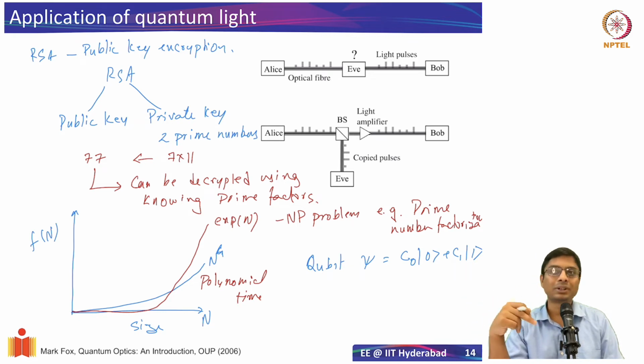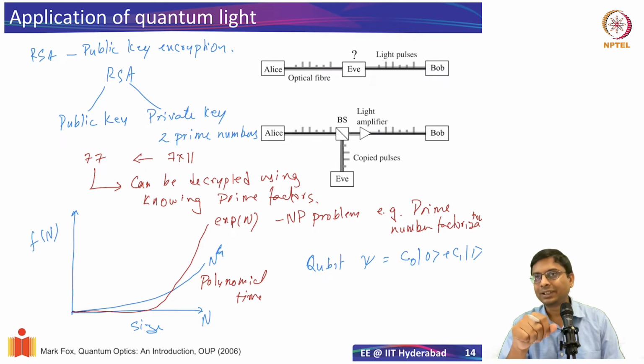But coming back to the context of this encryption, if you have a quantum computer, a scientist by the name of Peter Shor showed in 1994 that you can factorize prime numbers in polynomial time.